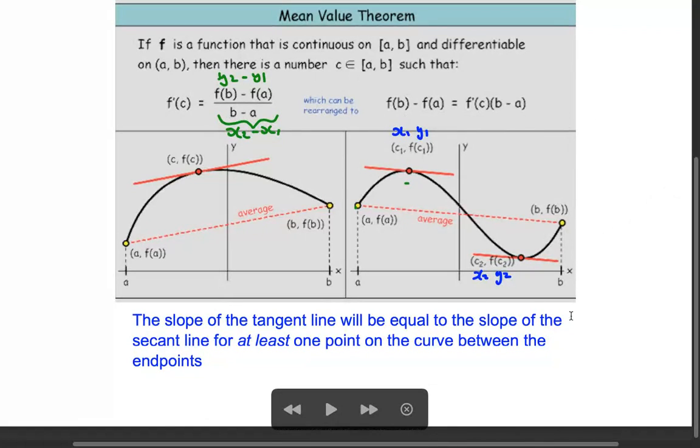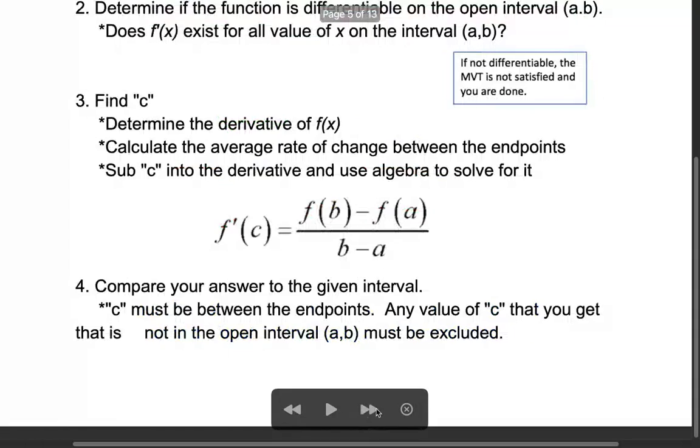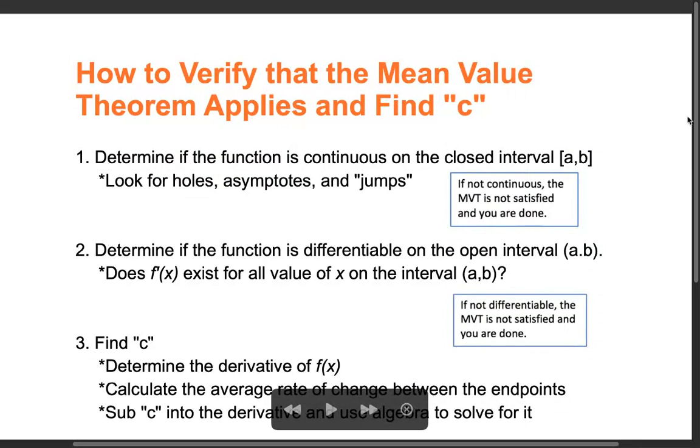Okay? So what I want to do is take you through some examples of how we can use the mean value theorem to help us find the value of c between the two endpoints that does have that property, with the instantaneous rate of change being equal to the average rate of change. So this is a process that we're going to follow. This is how to verify the mean value theorem and find that c value between the endpoints. It's very similar to what we just did in the warm-up. First of all, we're going to make sure that the function we're working with is continuous on the closed interval between the endpoints that we're given.